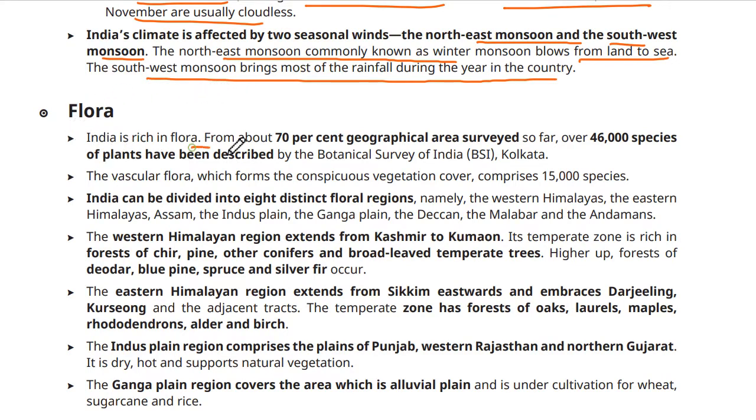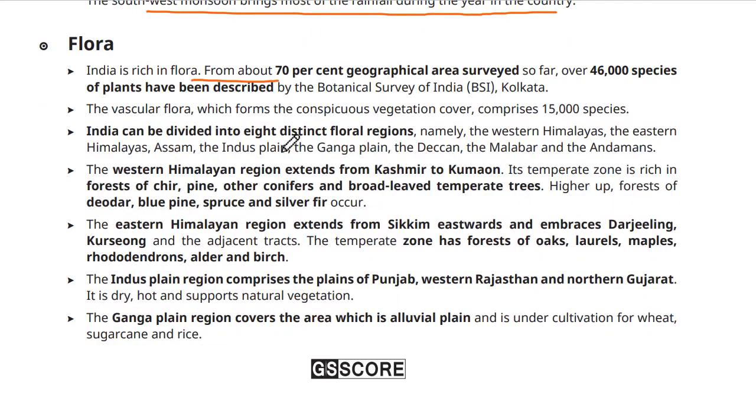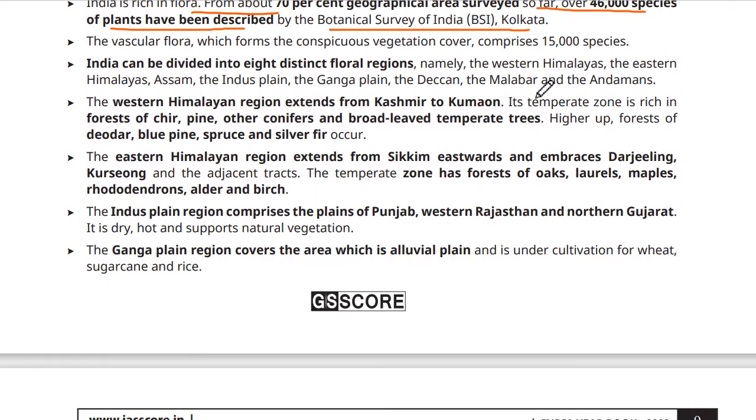Flora. India is rich in flora. From about 70% of the geographical area surveyed so far, 46,000 species of plants have been described by the Botanical Survey of India, Kolkata. The vascular flora, which forms the conspicuous vegetation cover, comprises 15,000 species. India can be divided into 8 distinct floral regions, namely the Western Himalayas, the Eastern Himalayas, Assam, the Indus Plain, the Ganga Plain, the Deccan, the Malabar, and the Andamans.